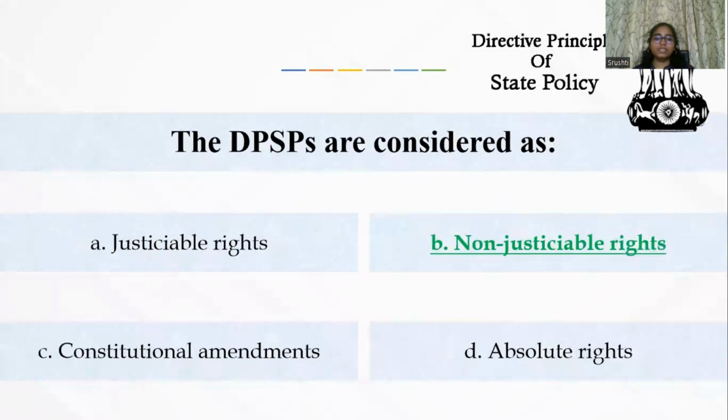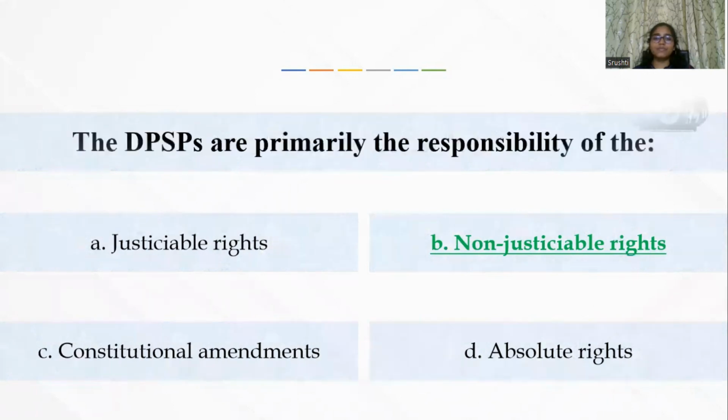The second question is, the DPSPs are considered as option A, justiciable rights, option B, non-justiciable rights, option C, constitutional amendments, option D, absolute right. The correct answer to this question is option B, non-justiciable rights.